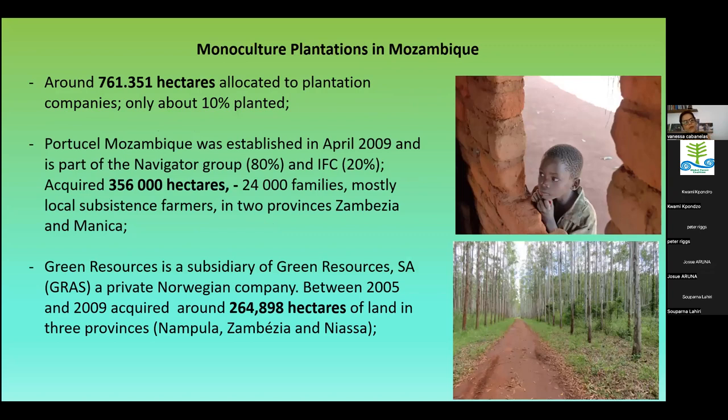And going specifically to the monoculture plantations in Mozambique, until today, around 700,000 hectares of land has been allocated to plantation companies. Only 10% of this area has been planted already. The two major companies operating in Mozambique until today are Portucel Mozambique, which has a huge amount of land but has still planted only 10% of it, and Green Resources, which is a Norwegian company, also with a very big area but planted very little, and has many conflicts, especially in Nampula province. It has been operating and it bought many other smaller plantations in Zambezi and Niassa, but in Nampula, it has been said, unfortunately still unconfirmed information, that it has abandoned its plantations. Well, they are abandoned. What will happen next, we don't know yet.